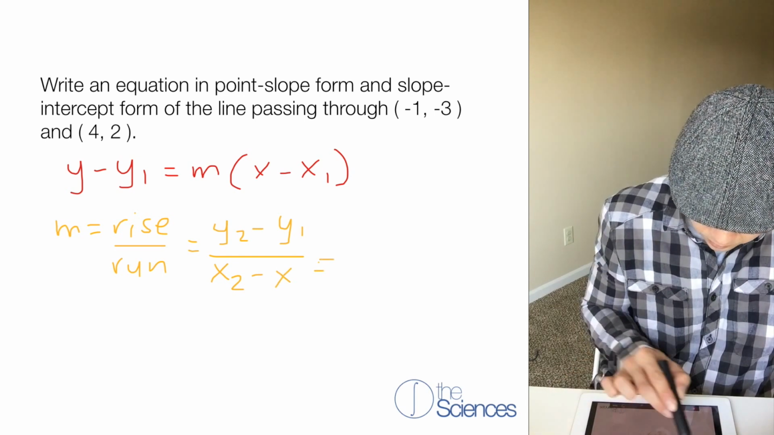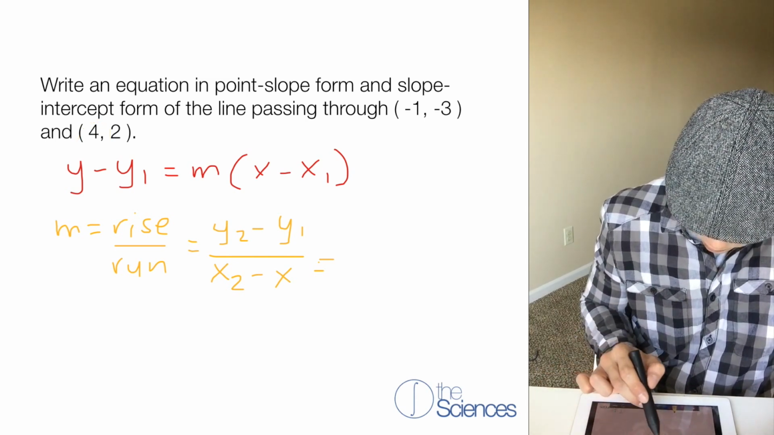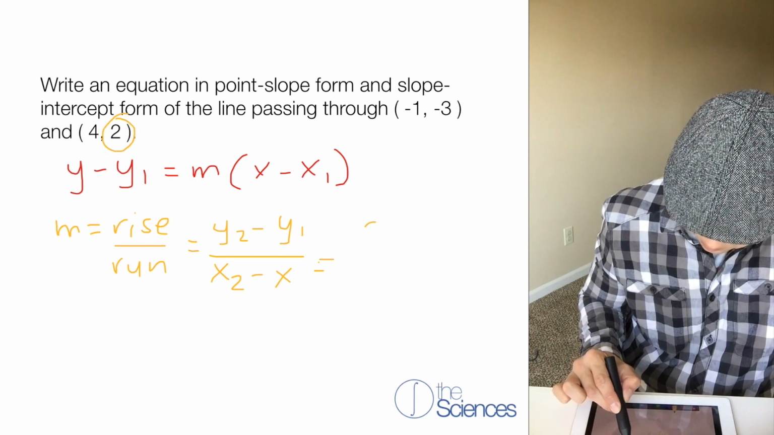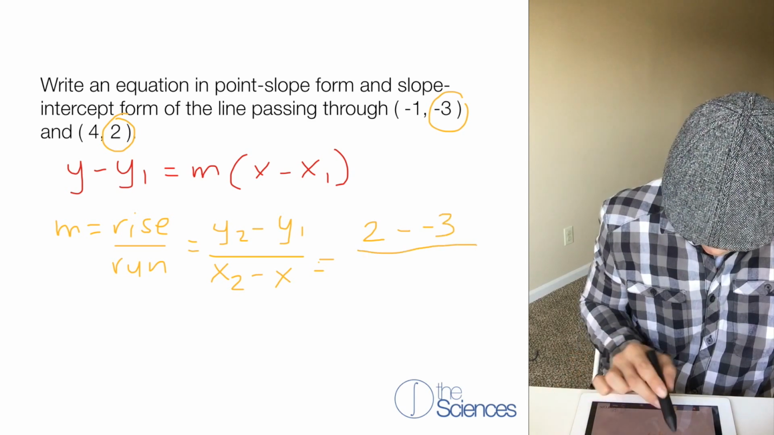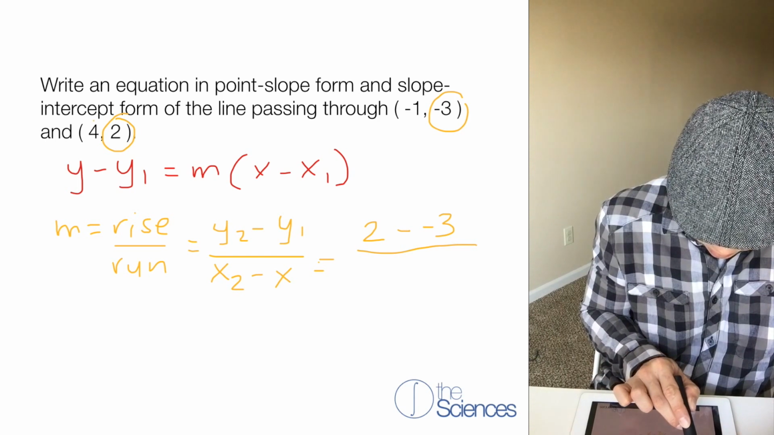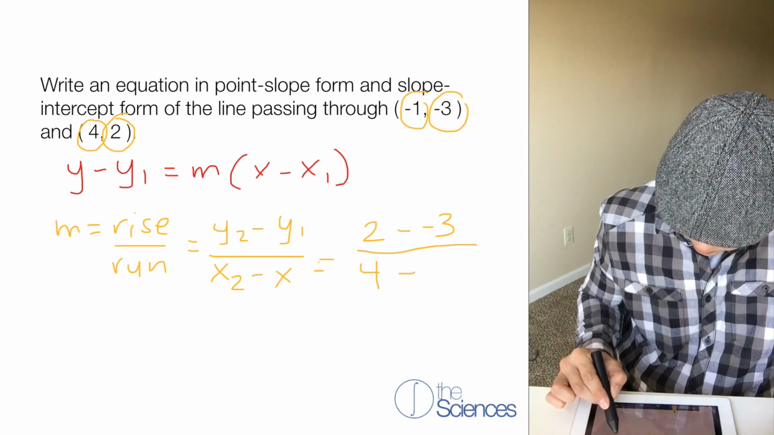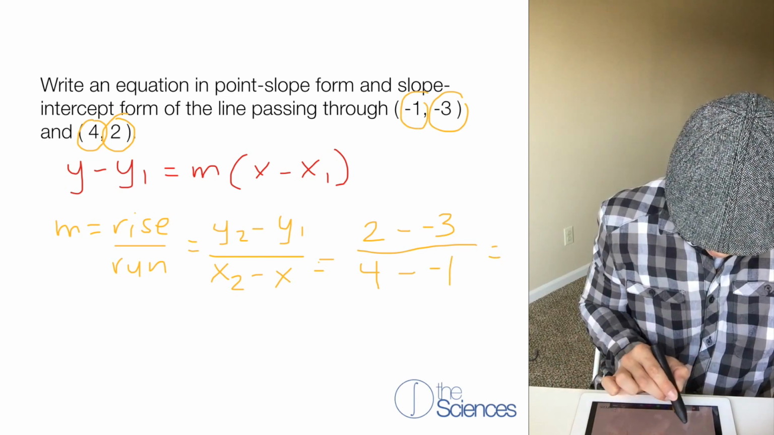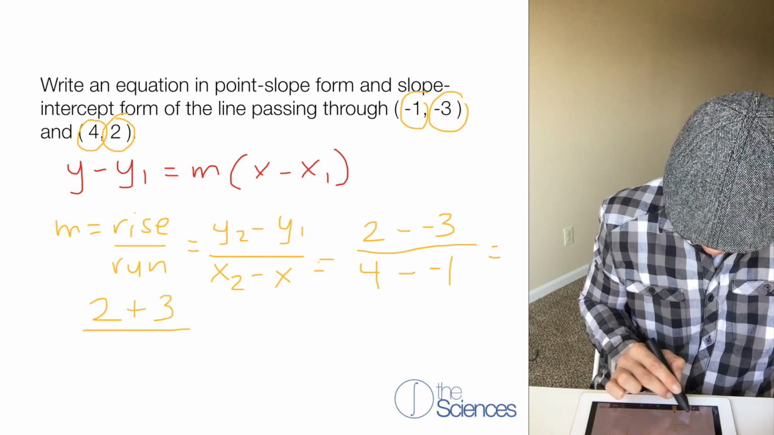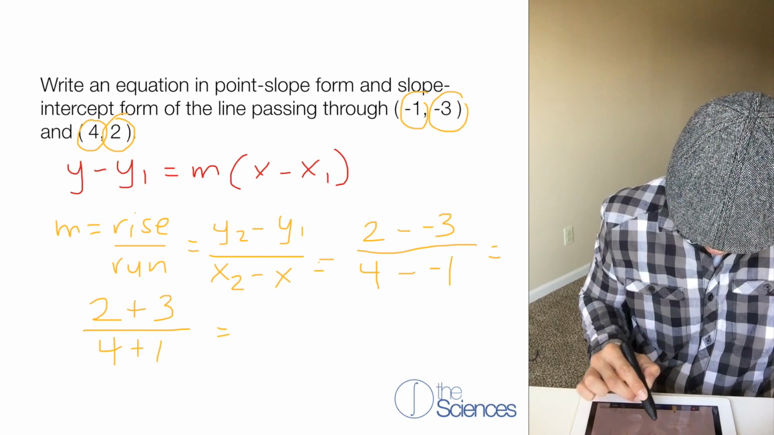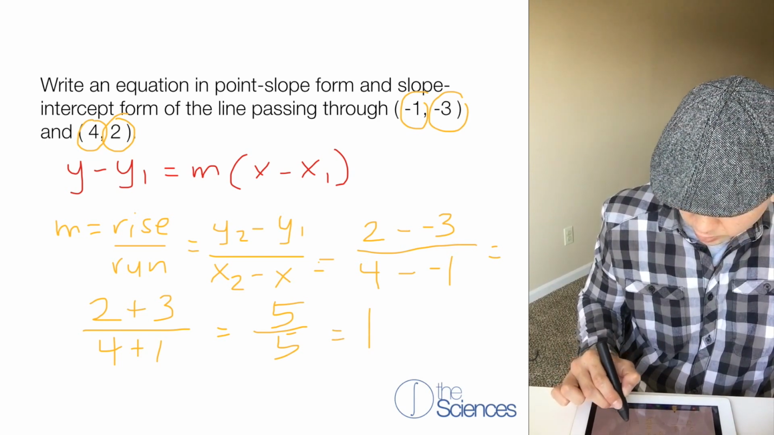Here's our y2 minus y1, divided by x2, which is 4, minus x1, which is -1. So we can simplify that as 2 plus 3 over 4 plus 1, or 5 over 5 equals 1. So that means our slope is 1.